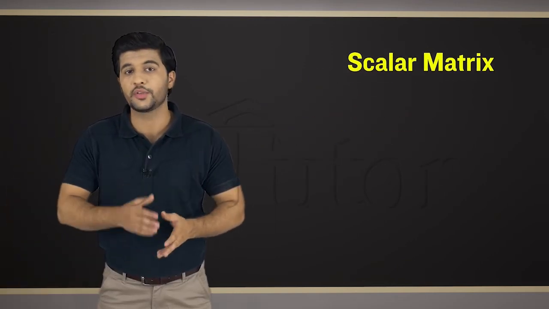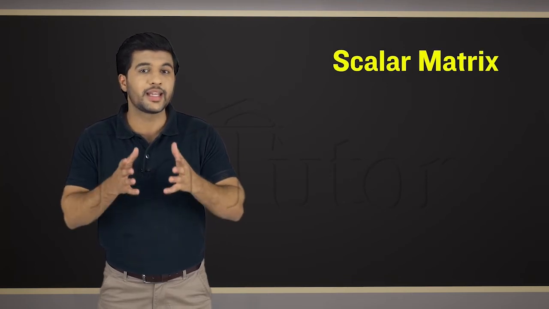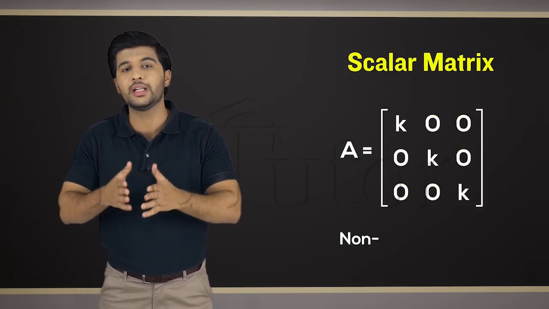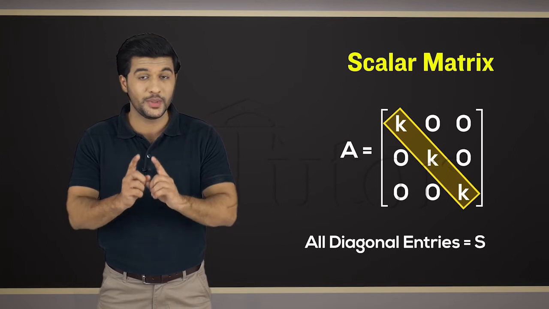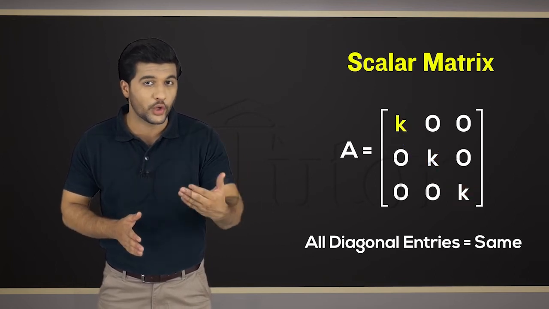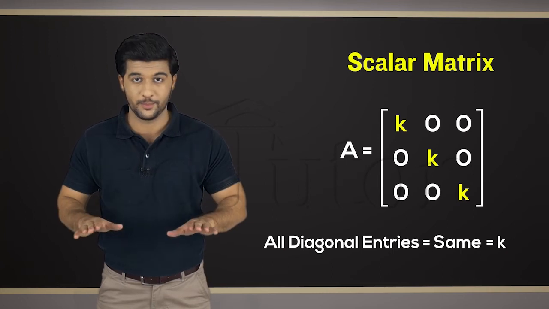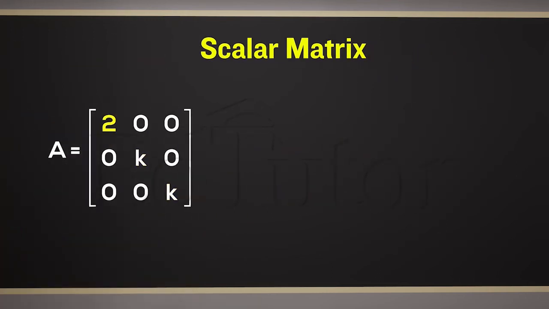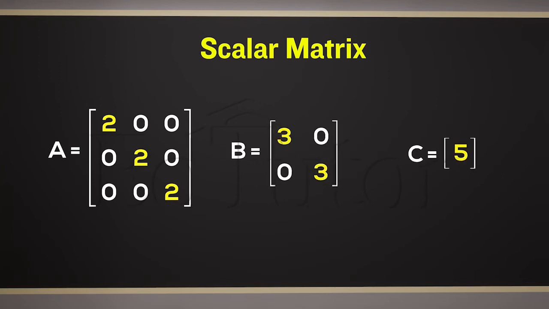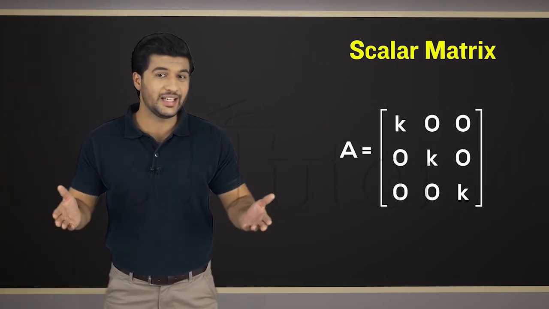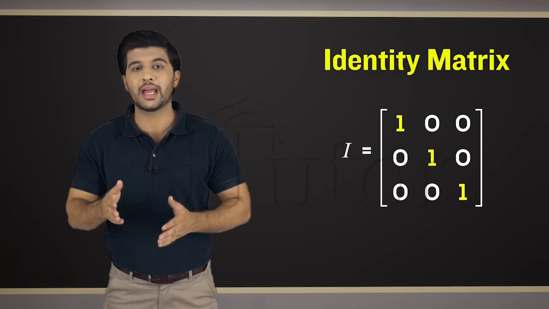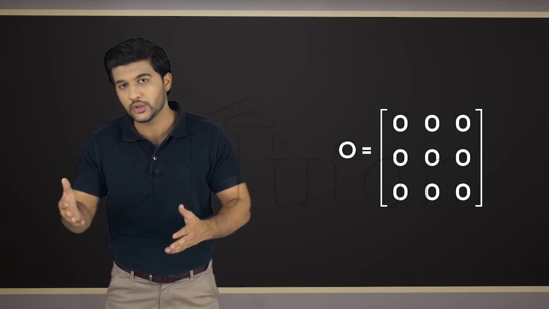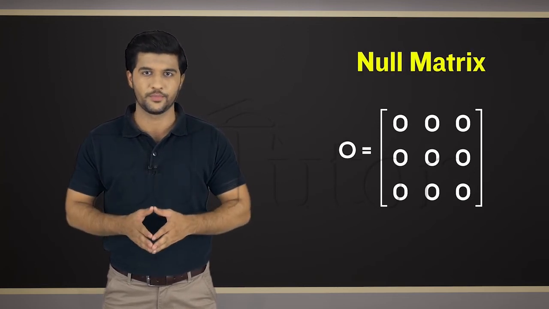There is one more kind of diagonal matrix, that is the scalar matrix. All the non-diagonal entries are again 0 here, but all the diagonal entries should be the same, from the top left corner to the bottom right, same. If it is 2, then all of them should be 2. The diagonals can all be 3 or 5, such as the ones on your screen. Any number, but not 1 or 0. All ones make it an identity matrix, while all zeros make it a null matrix.